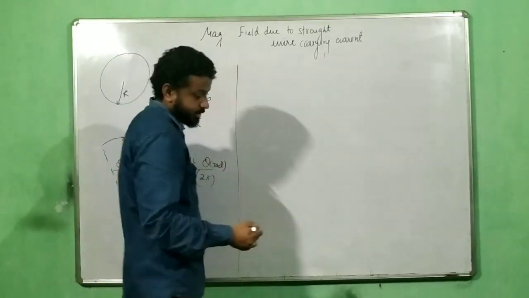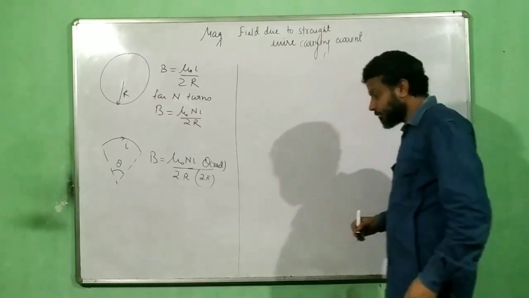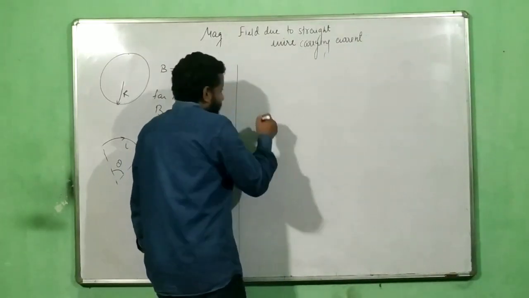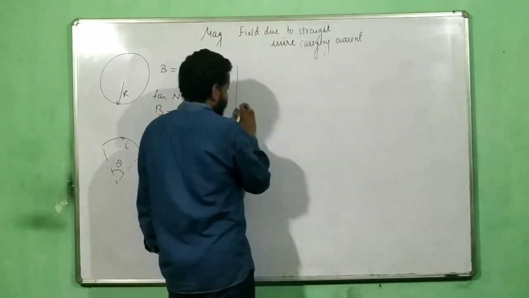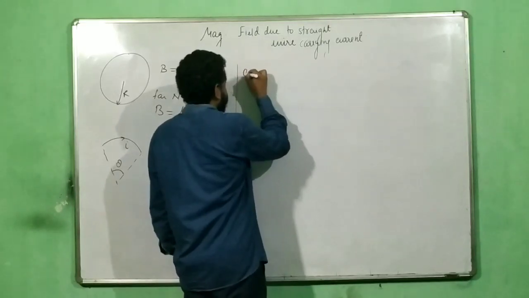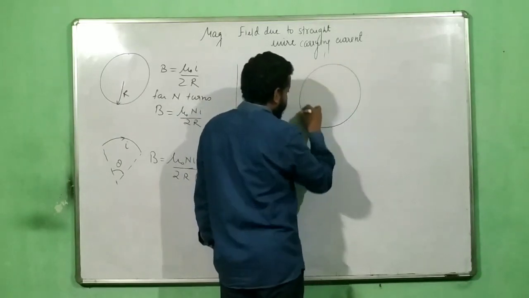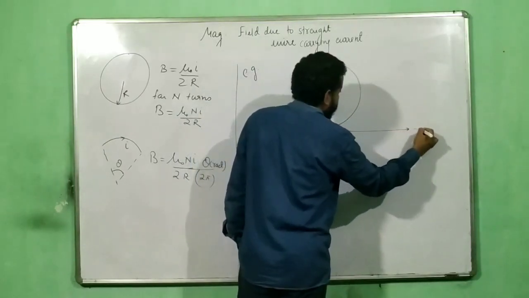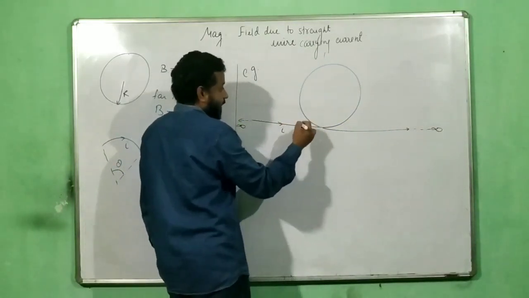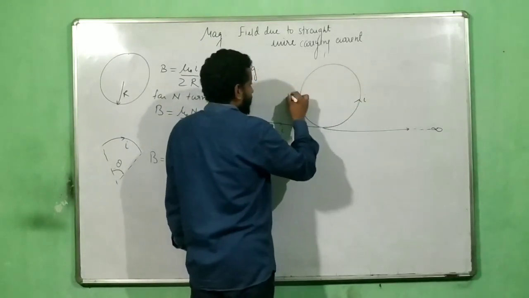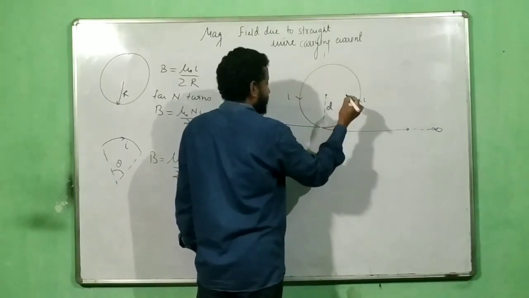How do we do questions based on this? I'll start with the very simplest question. Suppose you have a straight wire coming from infinity, and then it makes a loop over here, and then it moves forward again. So this goes to infinity, this is also going to infinity, and this is carrying a current I, and then it makes a loop, and then it goes again. And let us say that the center is at a distance of d.